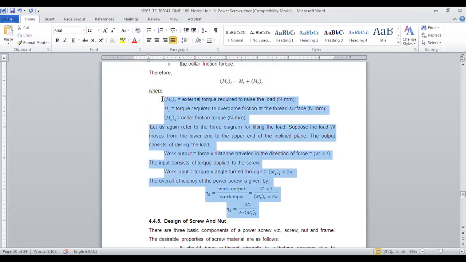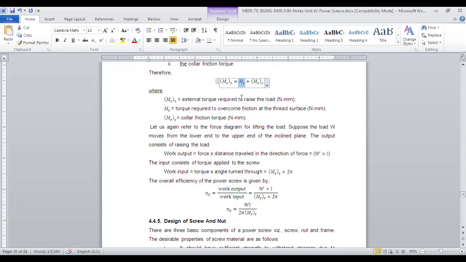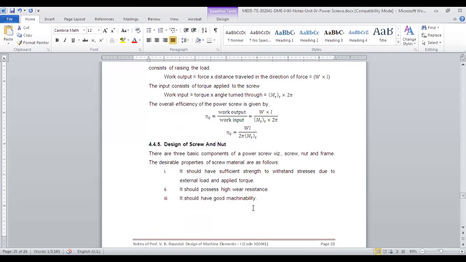Now today I will take a numerical of a C clamp, basically design of a C clamp. In that we will try to find out the torque required to apply a certain force, the collar friction torque, then find out the total torque and use that torque to find out the overall efficiency. Okay. So this is how we will solve any problem for the overall efficiency.